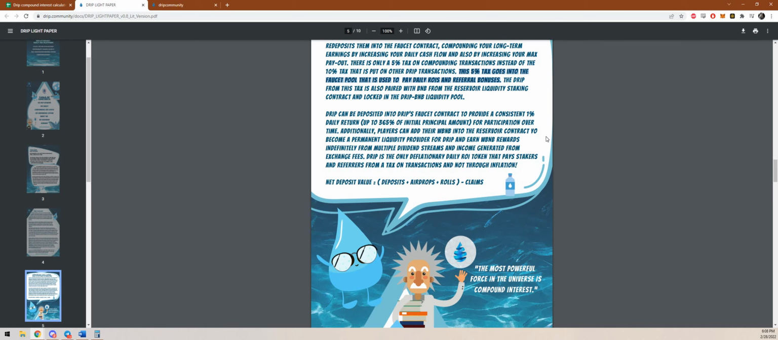And as I mentioned, the 5% tax goes to the faucet pool that is used to pay daily ROIs and referral bonuses. So I will be capturing hopefully 2.5%. And the way I have this team set up, 1 in 4 or 3 hydrates will go to the team wallet. And that will all get airdropped back to everybody.